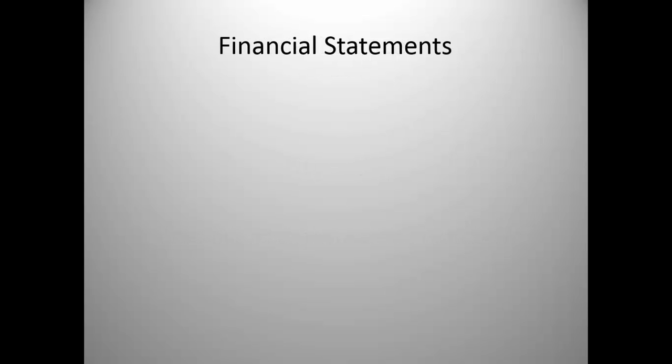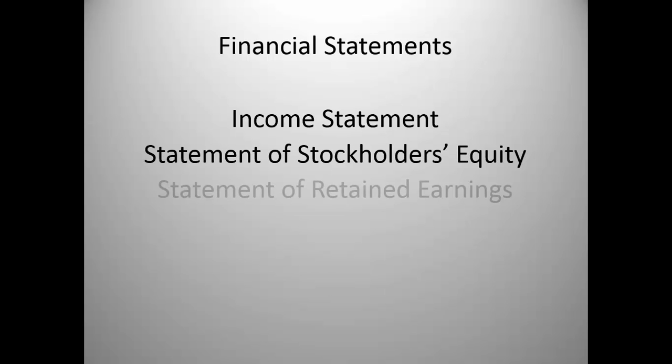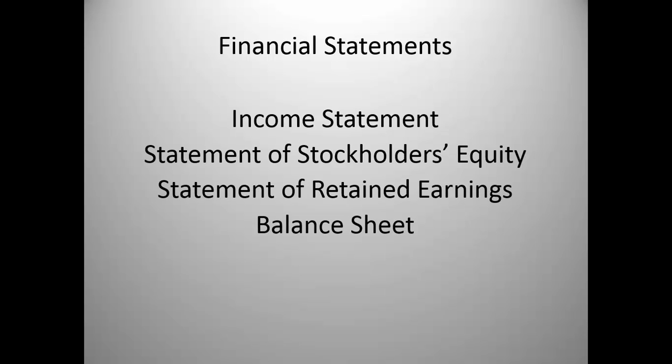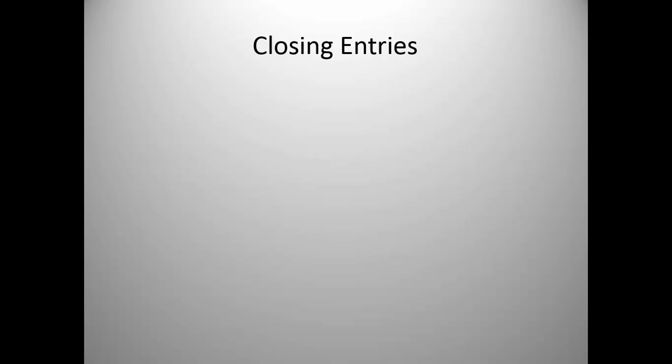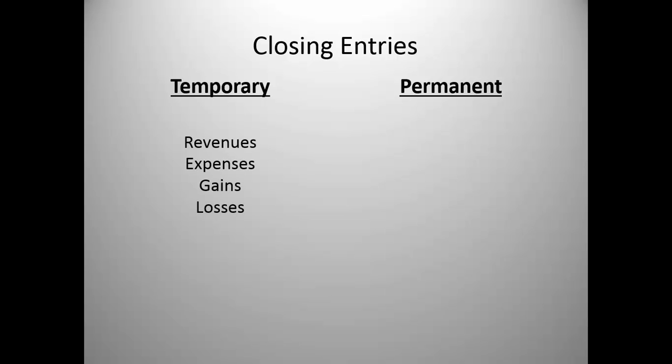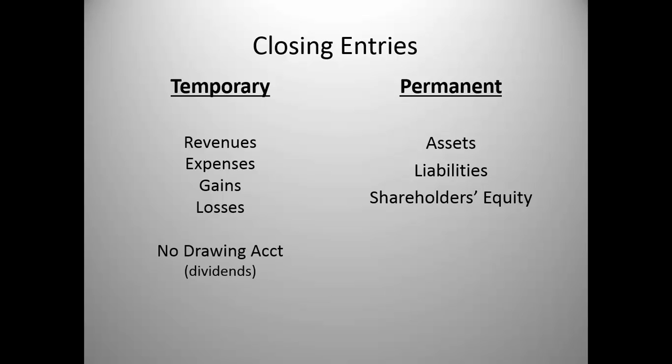Then you're ready to create your financial statements and the 4 main statements. Or I should say the 5 main statements. Next is your closing entry. To be able to do these, you have to remember the difference between a temporary and a permanent account. For corporations, there will be no drawing account, no temporary drawing account, because withdrawals are in the form of dividends.